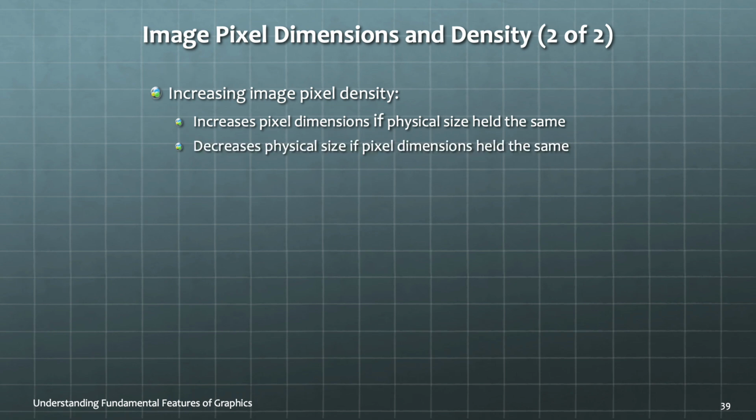On the other hand, increasing image pixel density decreases the physical size if pixel dimensions are held the same. That is simply because the pixels are smaller. But there is the same number of them, so the physical size has to shrink. Increasing image pixel density has the same positive impacts as pixel dimensions on quality and resizing that I presented in the last slide, but only if the pixel dimensions are kept high.